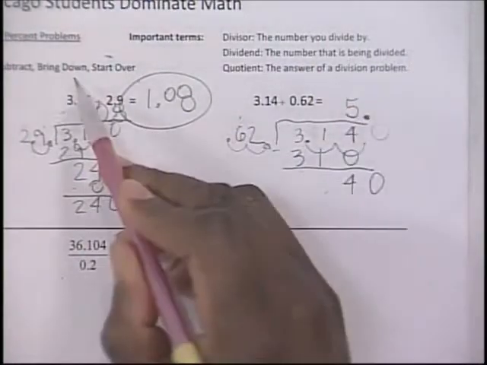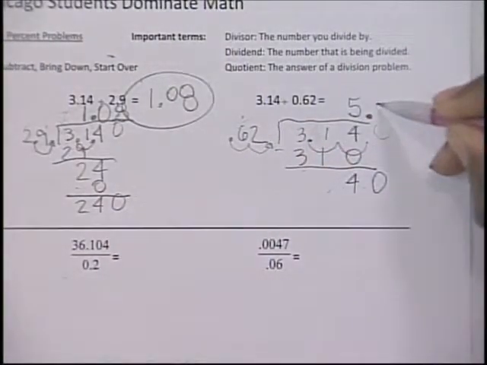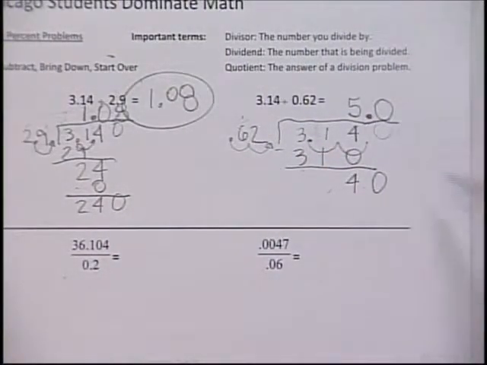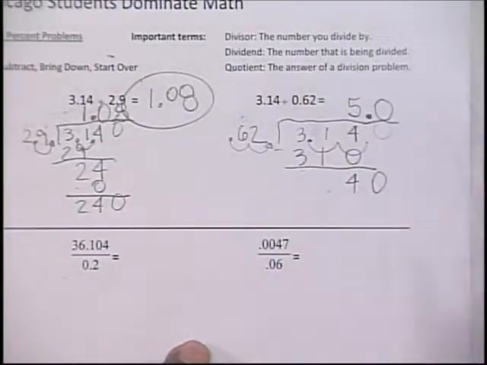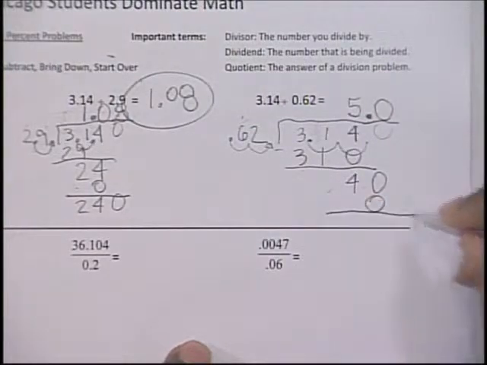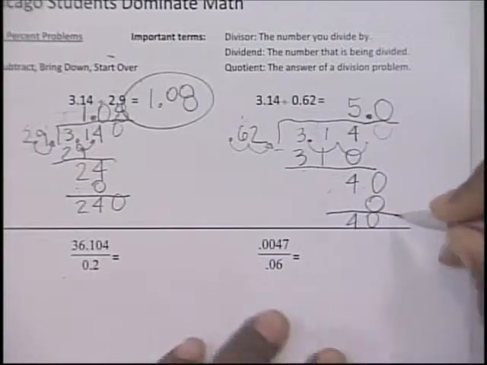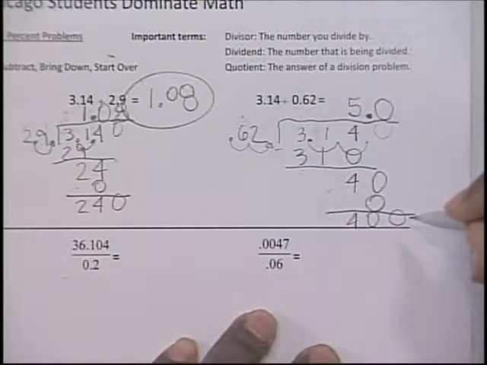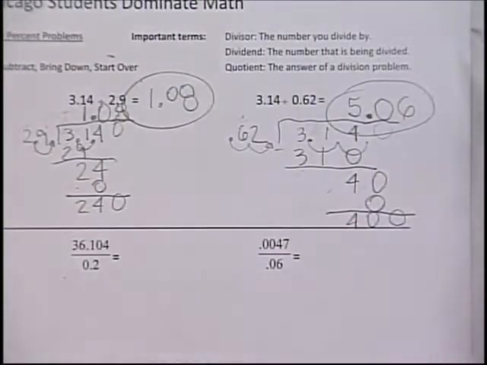So now we've brought down the 0, let's start with division again. 62 cannot go into 40, so let's put a 0 there. After we divide, let's multiply again. You get 0, subtract, you get 40, and then you bring down another number. 62 goes into 400 about 6 times. I believe 6 times. All right, so that's our final answer: 5.06.